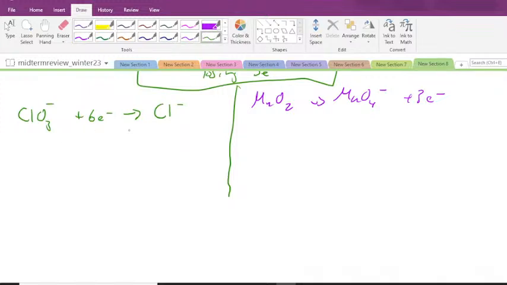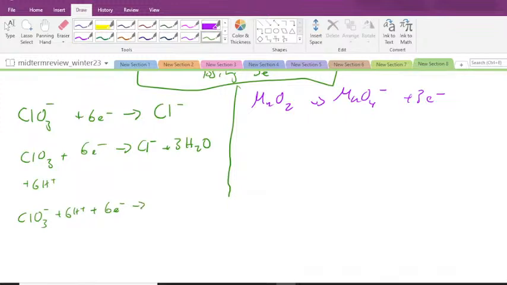So first I added 3 H2O to the product side to account for the oxygens. And then I added 6 hydrogen ions to the reactant side to account for the hydrogens on the product side, and then balance that out with hydroxide, making 6 H2O plus ClO3 plus 6 electrons creates a chloride ion.